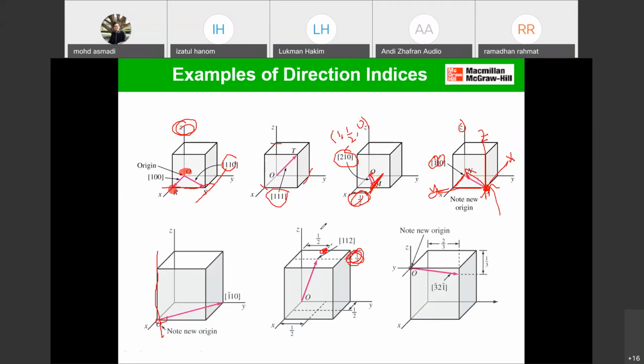And this one: 50% of the y-axis, but 100% for the x-axis. It should be 1, 1/2, 1/2, before we convert it into integers. Similarly this one. I hope you can understand all the directions, positive or negative, 50% or 100%, as well as 1/3 or 3/4. All these things you have to be familiar with.